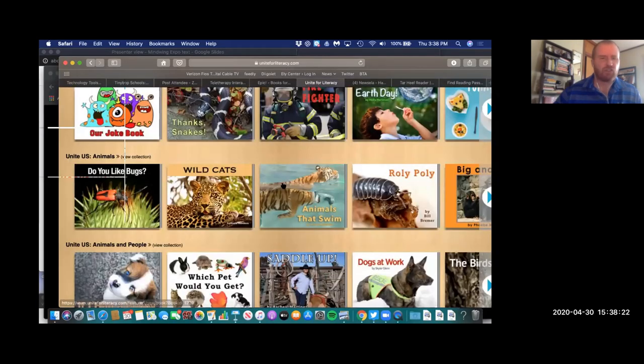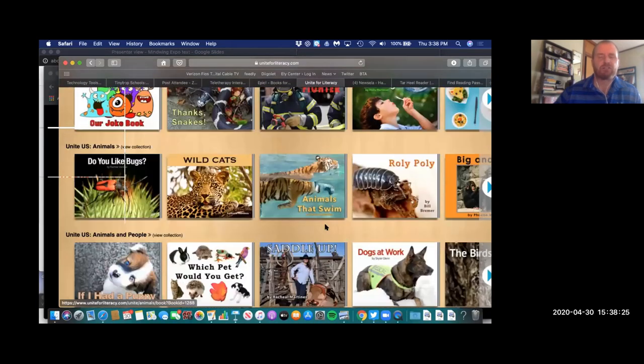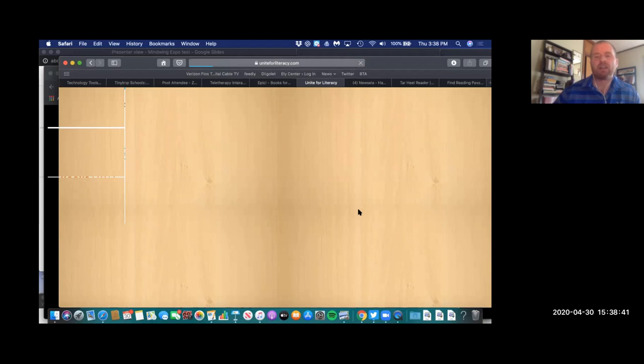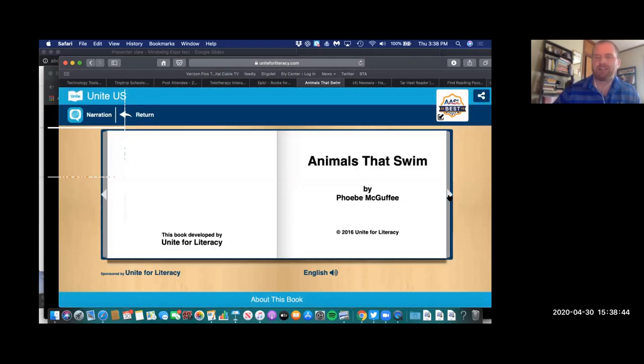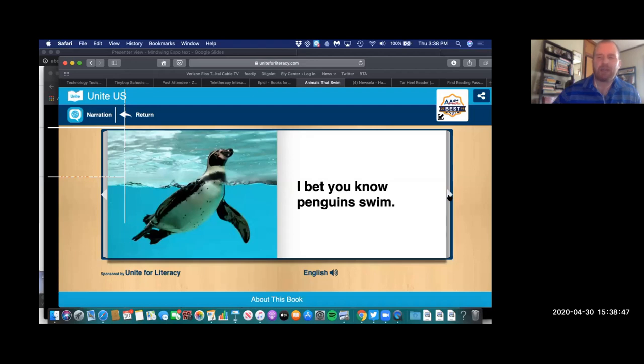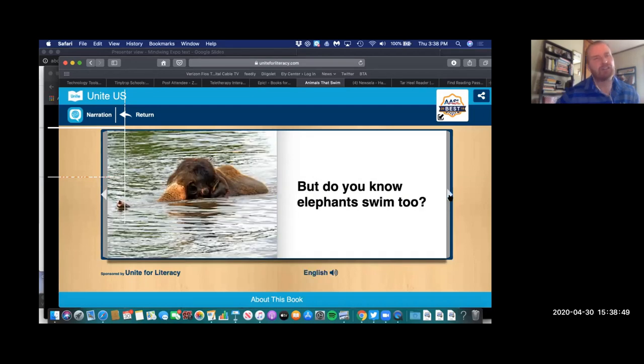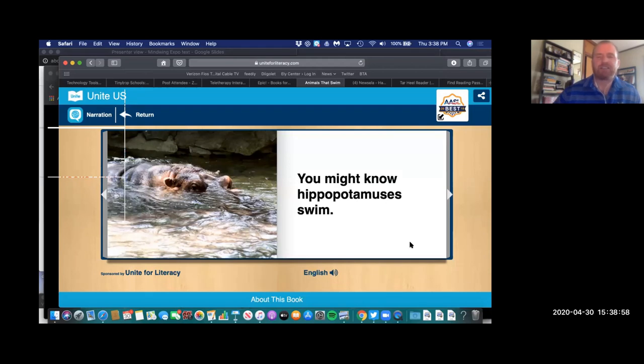Unite for Literacy is free. You don't even have to log in. People were asking in the chat, what structures might you teach to very young kids? A lot of what's on Unite for Literacy is lists or sequences. So you can guess Animals That Swim is going to be a book about animals that swim, and it's going to have more than one of them. Penguins swim and elephants swim. Can you think of other animals that swim too? Have the student make predictions, visualize around the topic. And then your follow-up activity could be, let's talk about all the animals we learned about that swim.